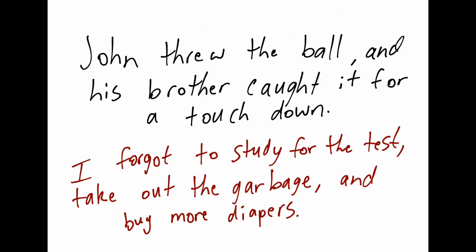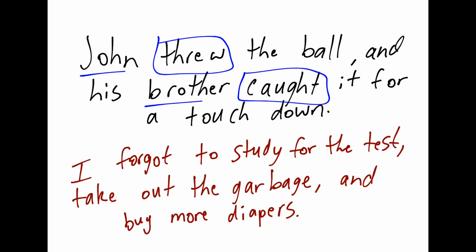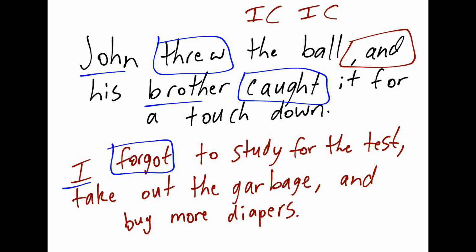A few more examples. We have John threw and brother caught, and these are joined with a comma and one of the fanboys, and both clauses stand alone. So this is I see, I see. This last example, even though it seems like a longer sentence, we have I forgot. We have a series of prepositional phrases, but it's still just one independent clause.